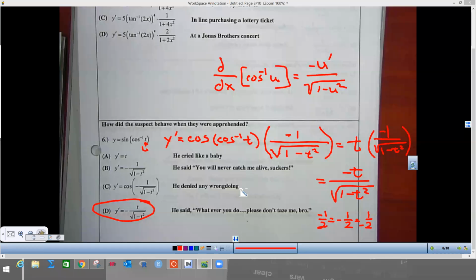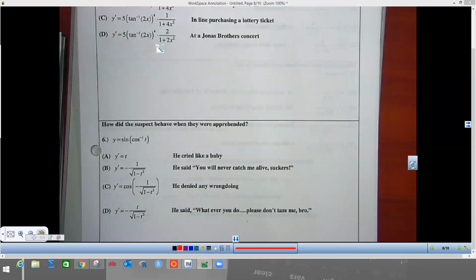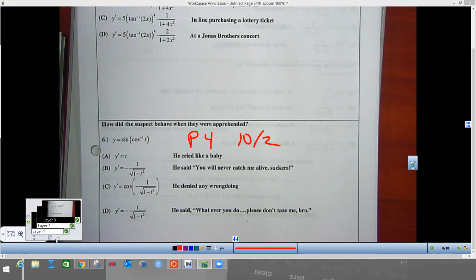All right, so that was the first number 6. So you could go ahead and try that second number 6 on your own and see how you do. We're also going to go and do, I'm going to erase this and write down that I did this one this period. Period 4, and it's going to be on 10-2. That's for me to put it on there later. And now we're going to go do number 8.